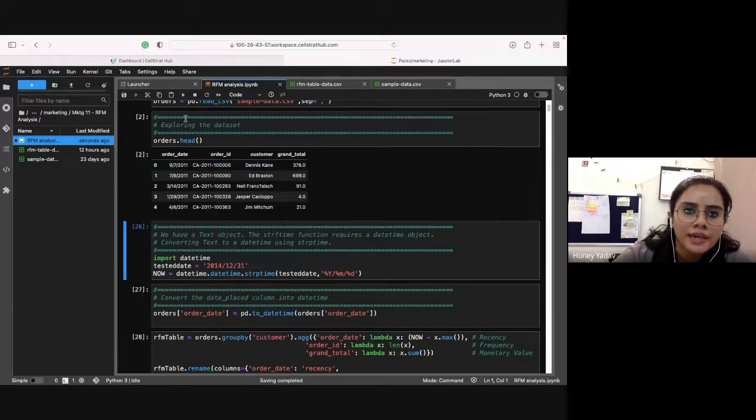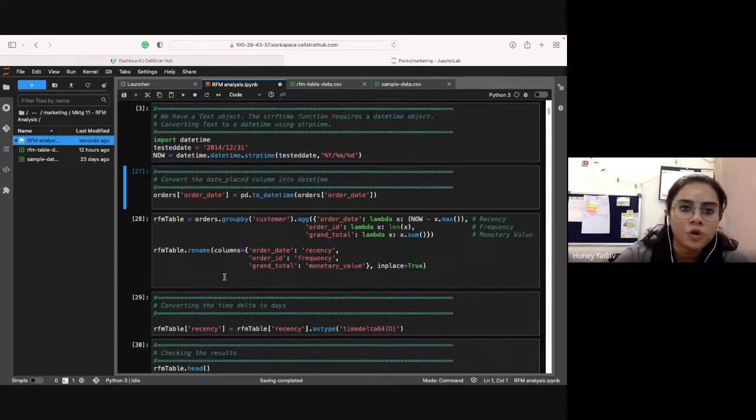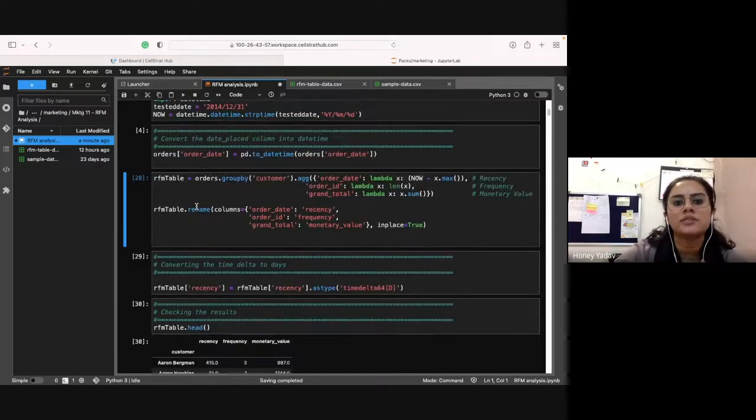So after checking the head, we'll import the datetime, and I think this will go smoothly. If any problem comes, please let us know. Apart from that, we will convert the date placed column into datetime. Here we are converting the order date column into the date placed column so that we can calculate the recency. When you have a 30,000 customer data set, machine learning and this model will give you the edge to perform the analysis in a very precise manner, as well as in much less time.